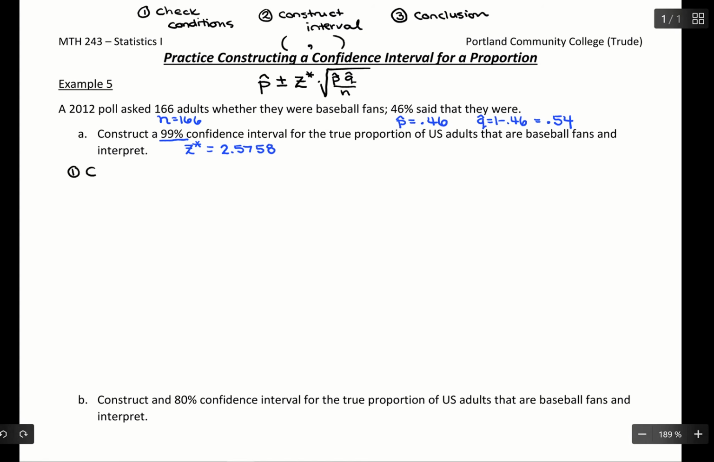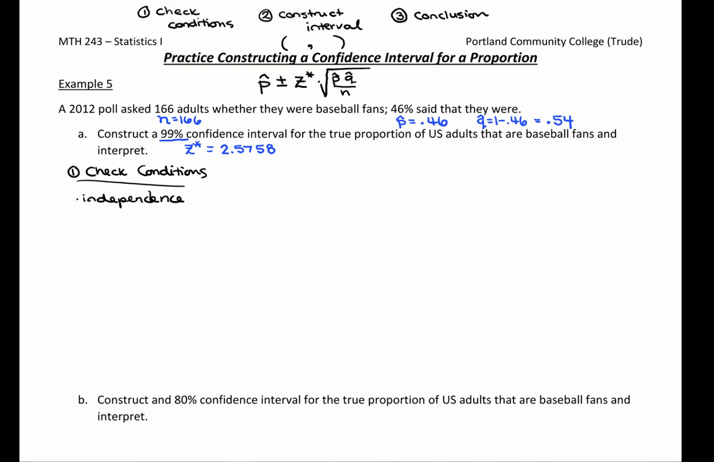So first, check conditions. So we should have independence. And if we take a random sample of people, then they're not going to influence each other's answers. Whether or not they're a baseball fan will be independent of each other. So we'll have independence. Randomization, they didn't say it's a random sample, but we'll go ahead and assume we're good there.